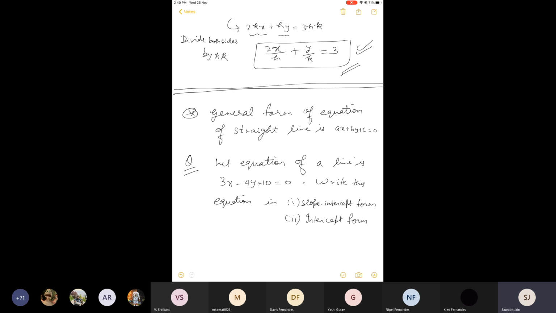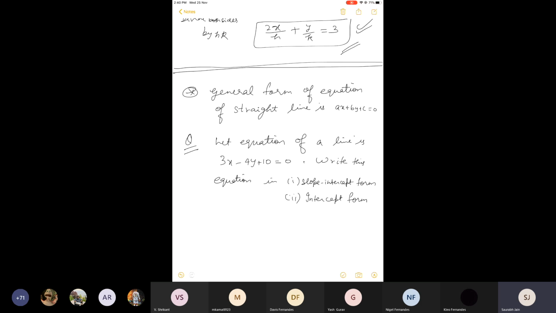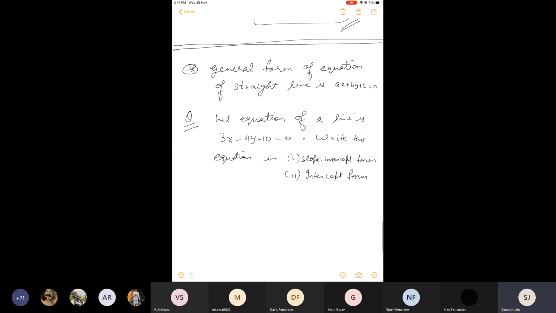We will also learn how to write the equation in normal form. So this is an important question. You will be given an equation of a line in the general form and you will be asked to convert it into slope intercept form, or you may be asked to convert it into intercept form, or you may be asked to convert it into normal form. Okay, three questions. But first I'm starting with these two, slope intercept form.